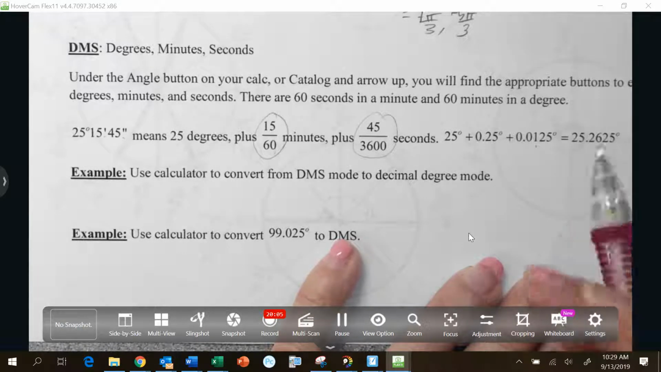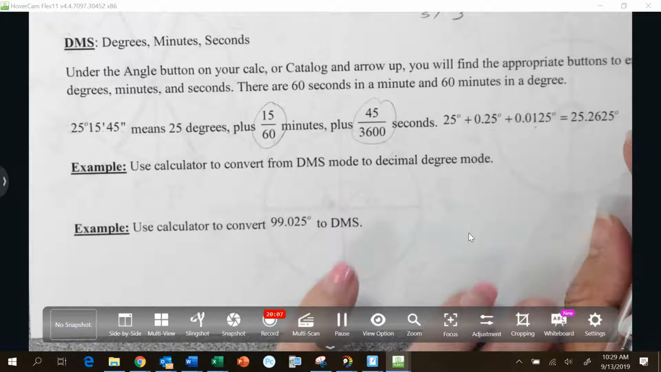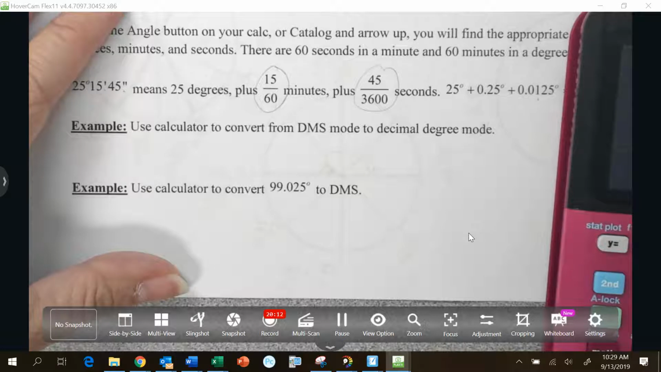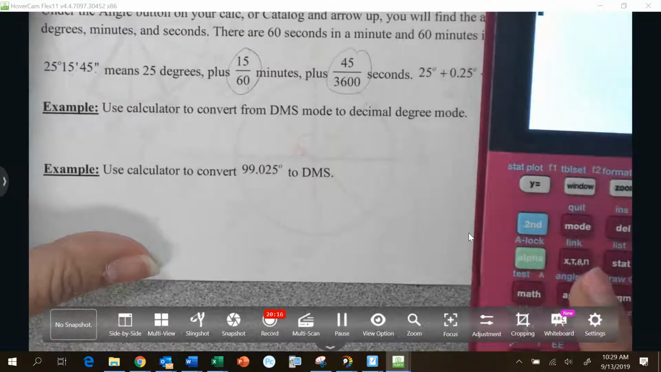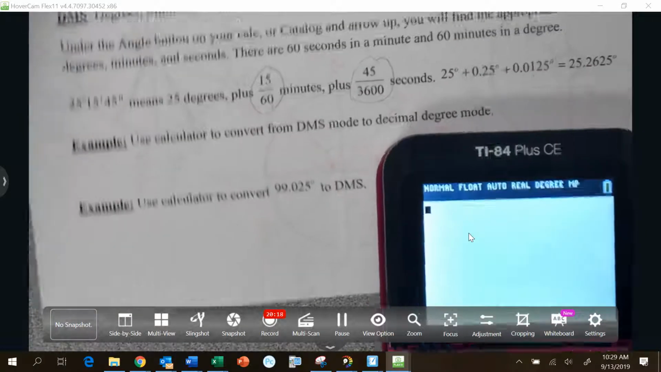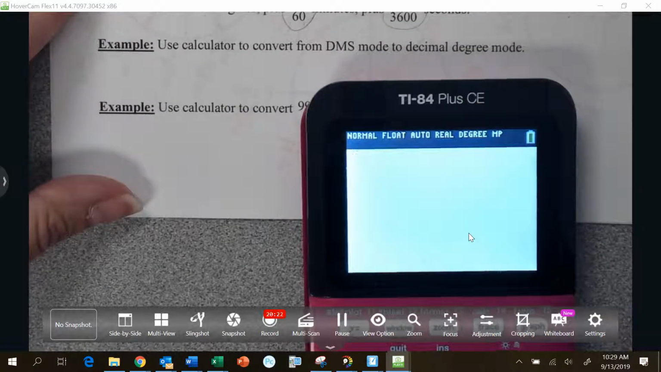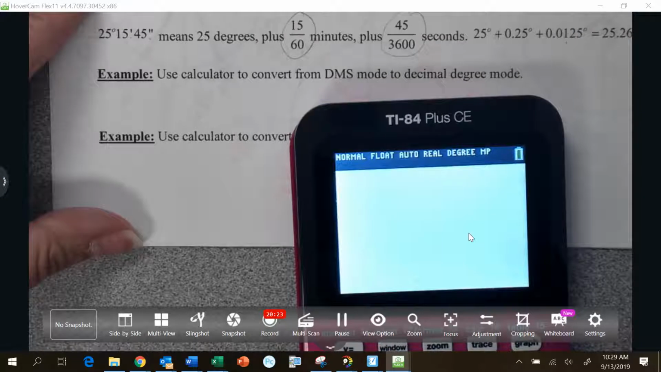Okay? Our calculator, however, does have a mode that you can just switch to, so I'm going to show you how to use that mode real fast. If you have your calculator, you can just write down what to do. It is really easy. It's all over the internet. You can find it. So we're going to type in degrees, minutes, and seconds.